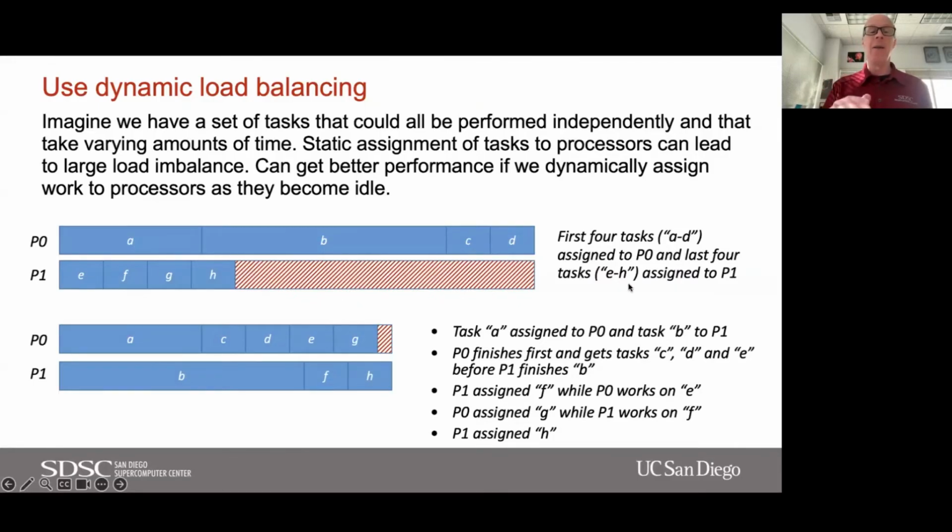What we could do instead, what we call dynamic load balancing, is we can assign these tasks to processes as they become idle. So we might assign task A to processor 0, task B to processor 1. Processor 0 finishes its task, and then it gets C and D and E before P1 finishes B. Then we assign F to P1, G to P0, and then finally H to P1. So if we assign the work as those processes become idle, we can greatly reduce the amount of wasted compute cycles.